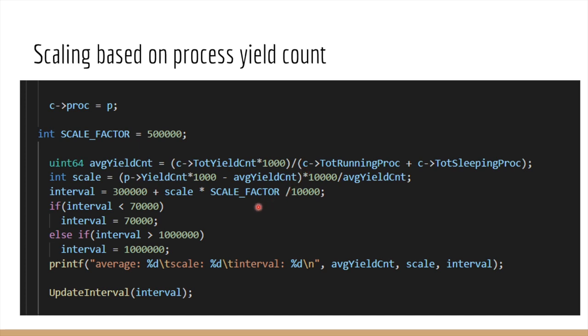So if the yield count of the process is fewer than the average yield count, the scale will be negative, and as a result the tick interval will be reduced. But if the process yield count exceeds the average yield count, then the tick interval will be increased. We chose this method because we want to ensure that CPU time is distributed fairly among processes and no process will be starved.